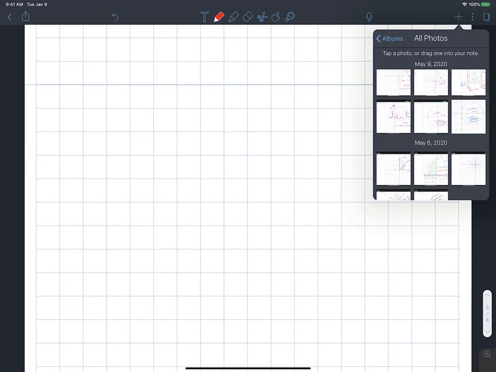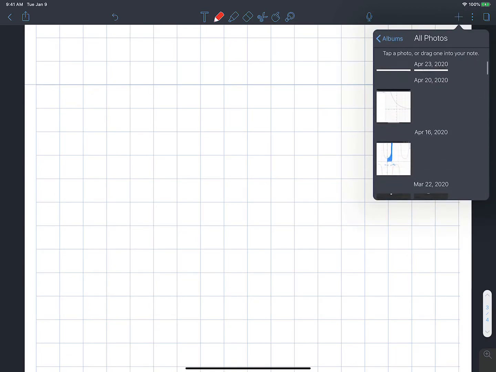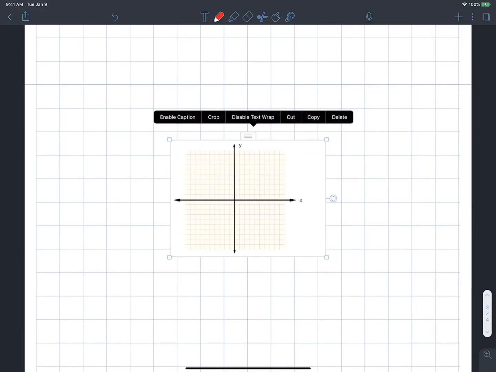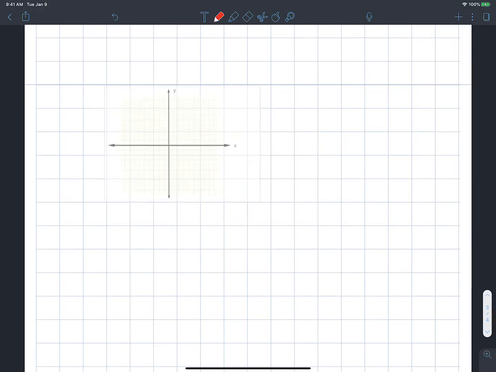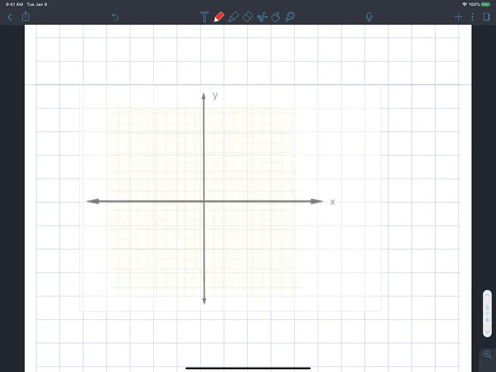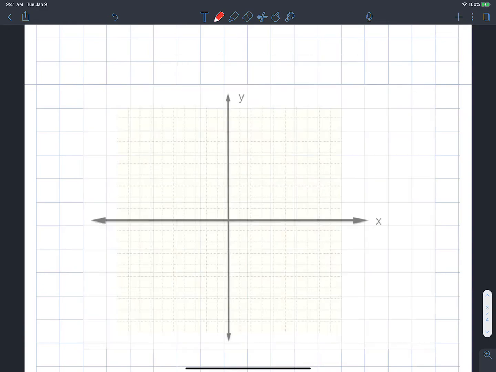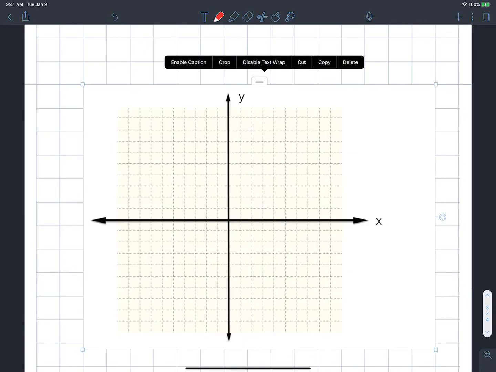we're going to go to the photo library. We're going to insert this. And there you go. Hopefully you guys can see that.